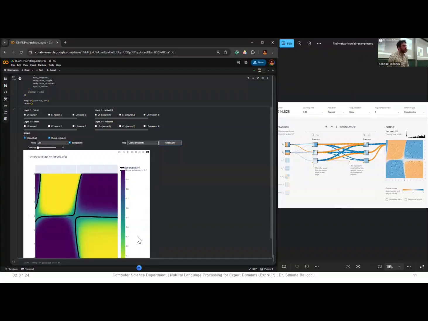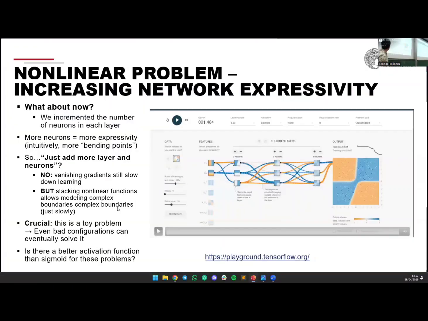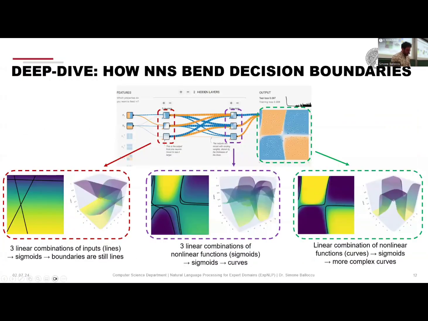So what I wanted to show you with this is basically: a linear combination of inputs, which are lines, plus a sigmoid, gives boundaries that are still aligned. Then we move to a linear combination of non-linear functions and we get curves. And then a linear combination of curves gives us more complex curves. So the deeper we go in the model, the more subtle patterns we can capture. Okay, so hopefully this gave a bit of intuition for why this is happening.